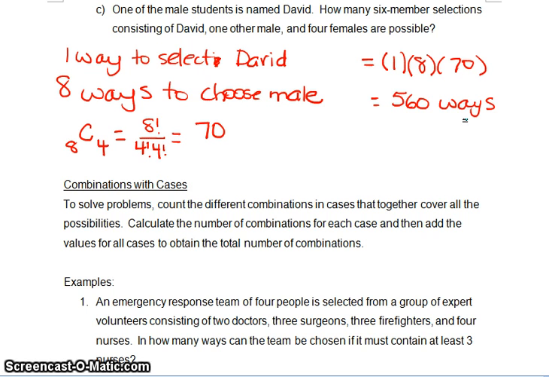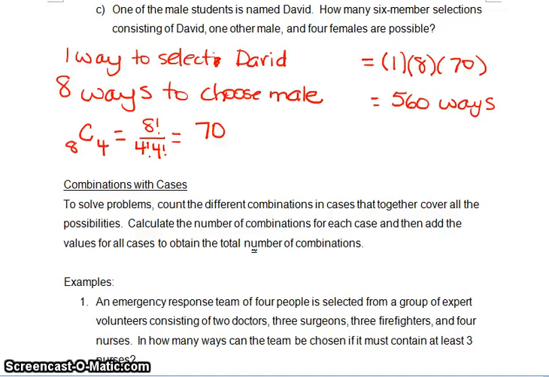Okay? So now we're going to talk about combinations with cases. To solve these problems, count the different combinations in cases that together cover all the possibilities. You calculate the number of combinations for each case and then add the values for all cases to obtain the total number of combinations. This is probably going to sound pretty much the exact same as permutations when we had different cases. And it really is. The only difference is that you're using the combination equation instead of permutations, and then you just add each case to find the total possibilities.